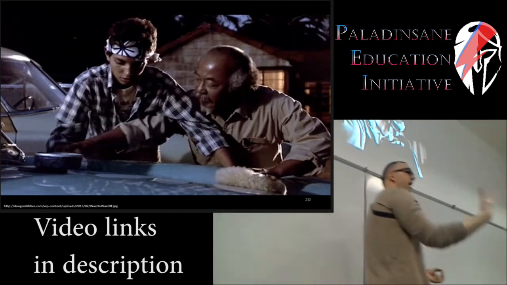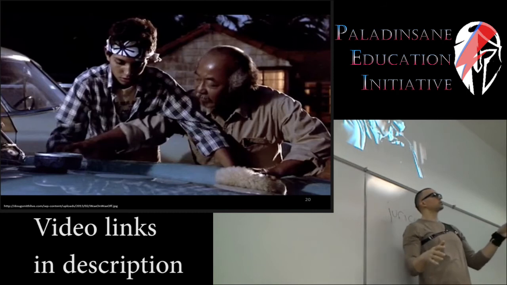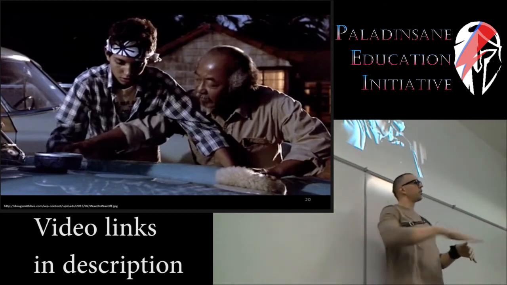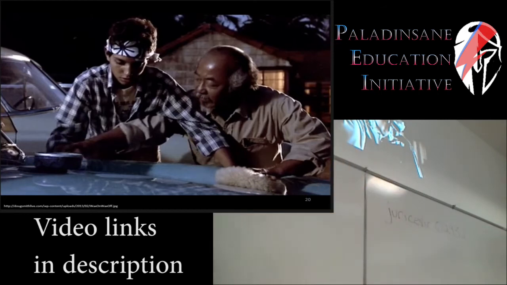So this whole time, Miyagi had Daniel waxing on and waxing off. This whole time, he had him sanding the floor. This whole time, he had him painting the fence in a very specific way. And the reason was so that he could get him to this part right here.